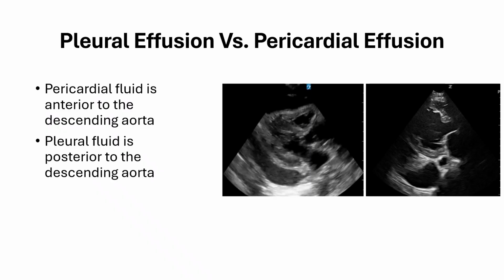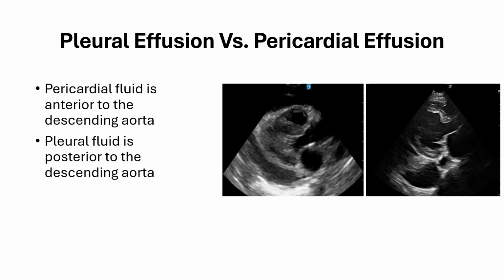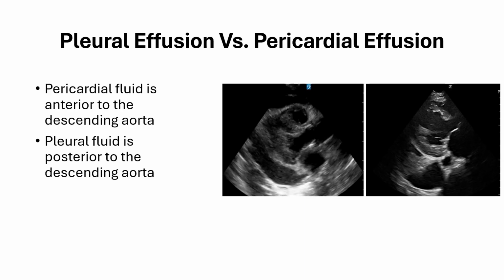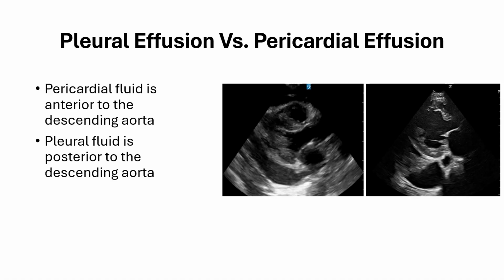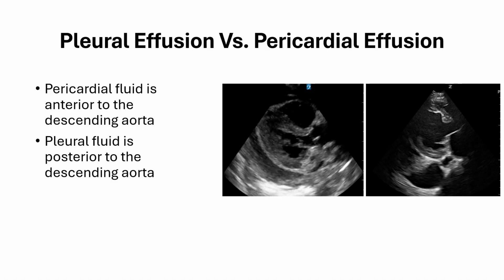Contrast this image to the right one, where you have a pleural effusion and atelectatic lung with this left-sided pleural effusion, because this is posterior to the descending aorta. The descending aorta is a circular structure just beneath the left atrium and posterior mitral valve leaflet.